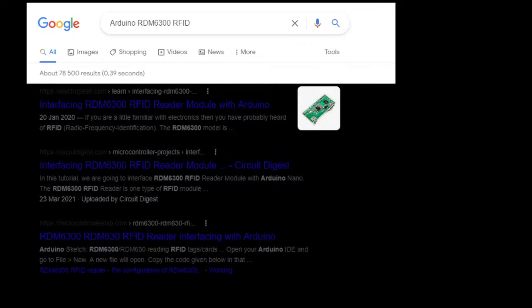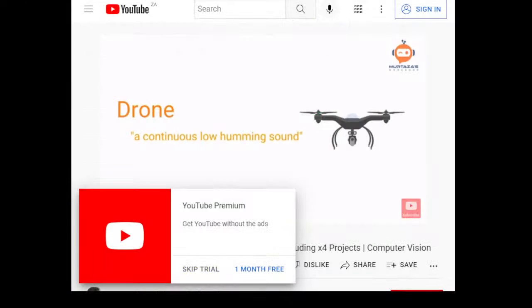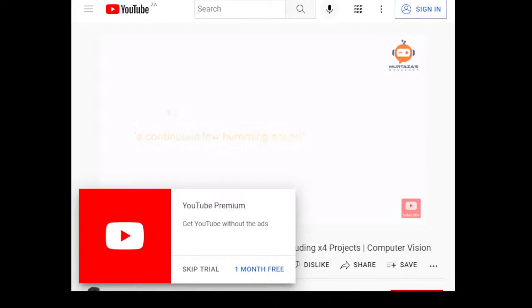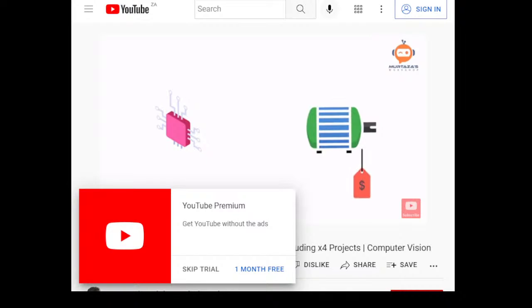The term drone means a continuous low humming sound. Now, this might not be the best way to represent these unmanned aerial vehicles, but still it's the most commonly used term. Drones have gained a lot of popularity over the past few years as the technology has advanced and the motors have become cheaper.